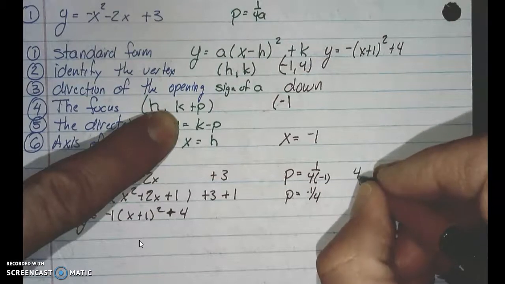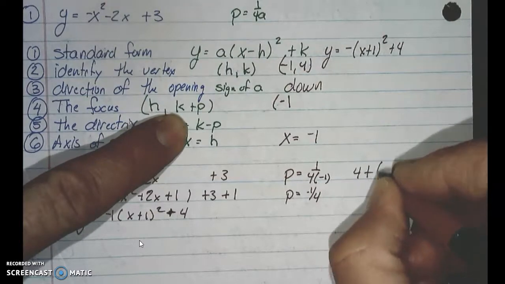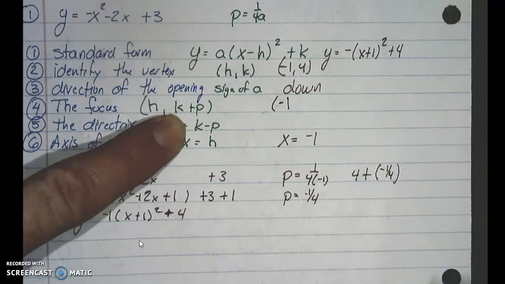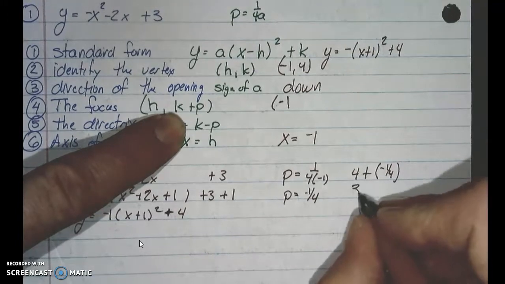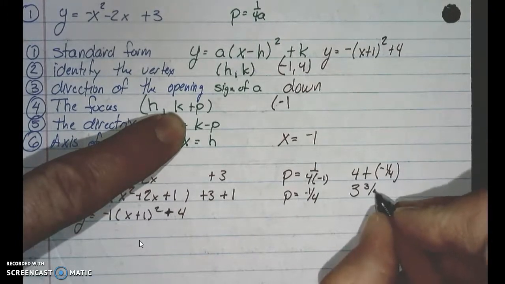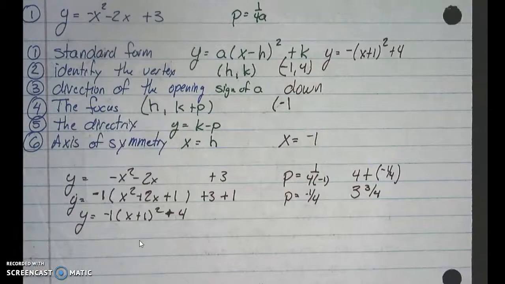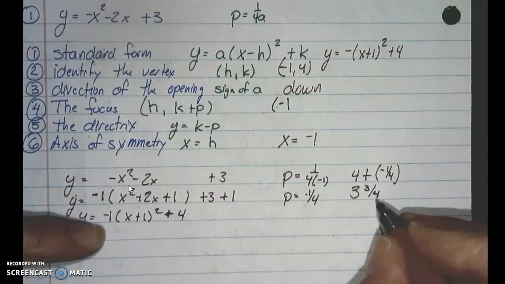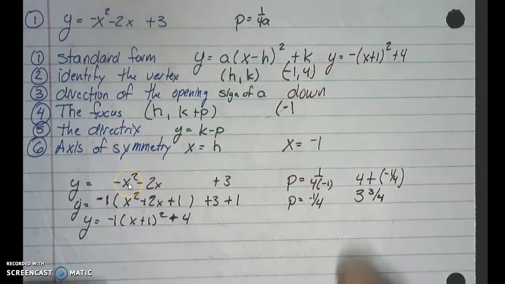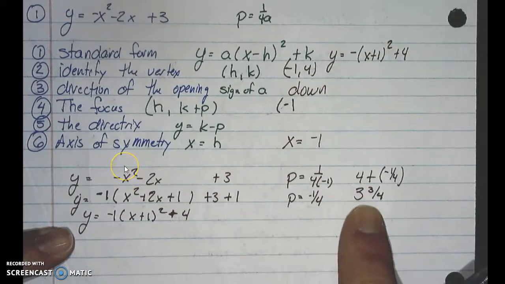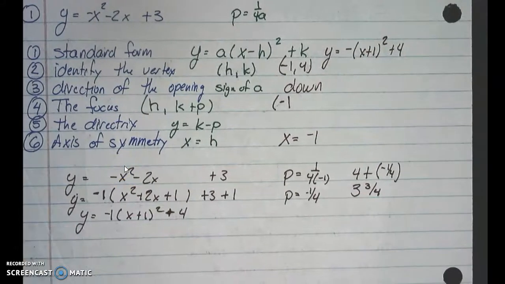So I'm going to go 4 plus negative 1/4. So that gives me... now, if you want to put it as an improper fraction, that's fine. But I'm going to be graphing this. And so, personally, I like to leave it as a mixed number. It makes a little bit more sense for me to graph it.